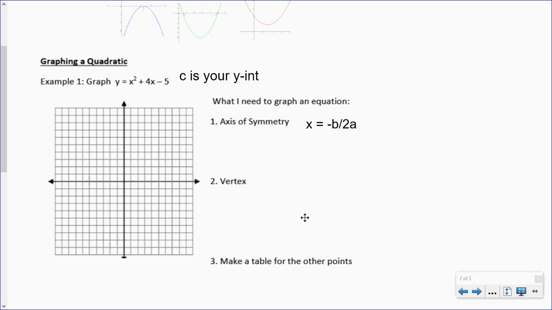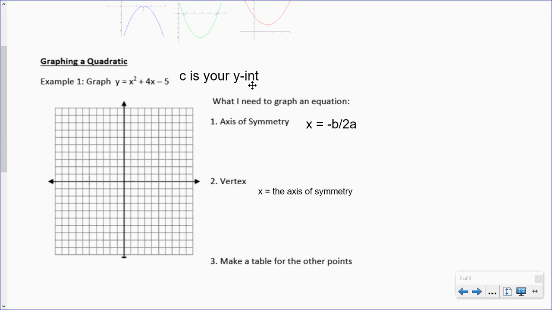The axis of symmetry has an equation: x equals negative b over 2a. Okay, so that's where you need to be able to identify your a, b, and c, just like with the magic x stuff. The vertex is a point on the axis of symmetry. So that means the x that you got from the axis of symmetry is going to be part of your vertex, and then you can use that to plug in here to find the y.